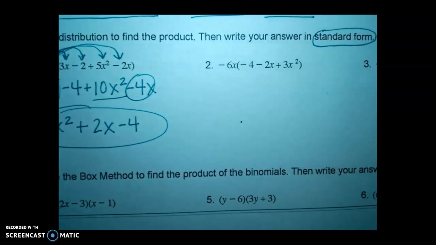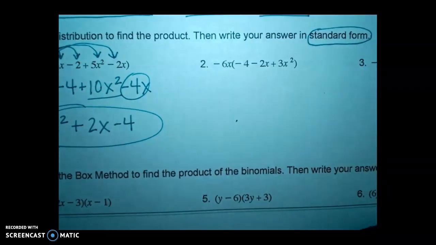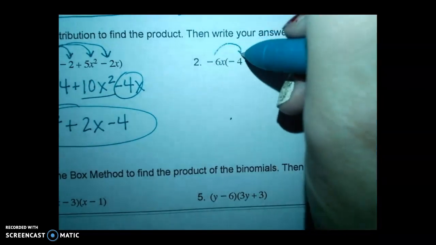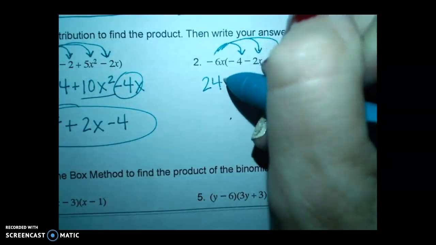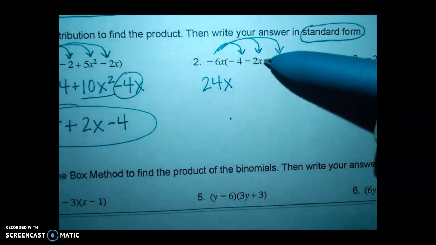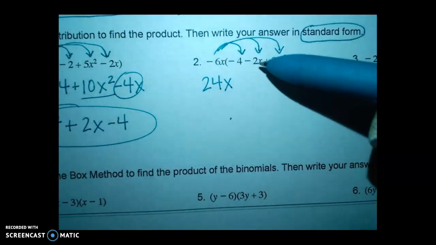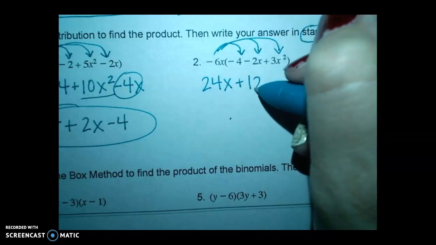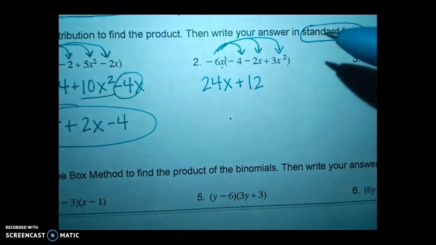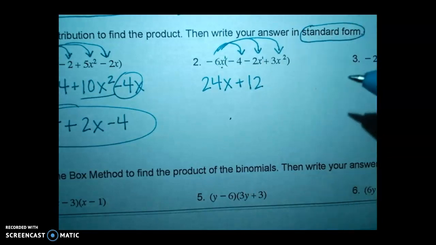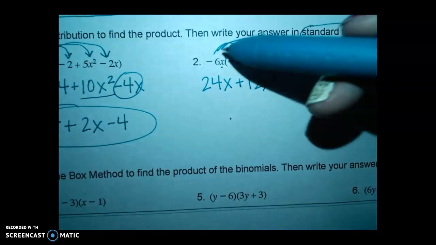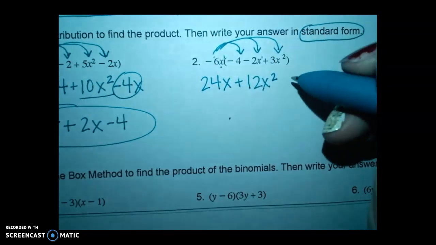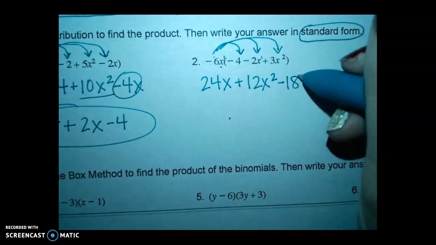Okay, number 2 is a little bit different. You have a variable on the number that's getting distributed. But otherwise it works the same way. So negative 6x times negative 4 is positive 24x. Negative 6x times negative 2x is positive 12. Be careful here. That's a little exponent 1 and another exponent 1, hidden and visible, so x times x is x squared. Careful there. And then negative 6x times positive 3x squared would be negative 18x.